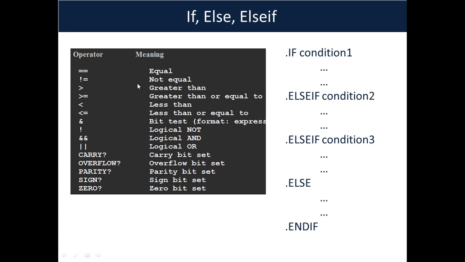Now, these directives need to be used with various conditional operators, such as equal to, not equal to, greater than, etc. The interesting thing is that we can even use the logical and or not operators and combine different conditions. Finally, what might be different from high-level languages are the carry, overflow, parity, sign, and zero operators, which check the processor flags for various conditions on these bits.